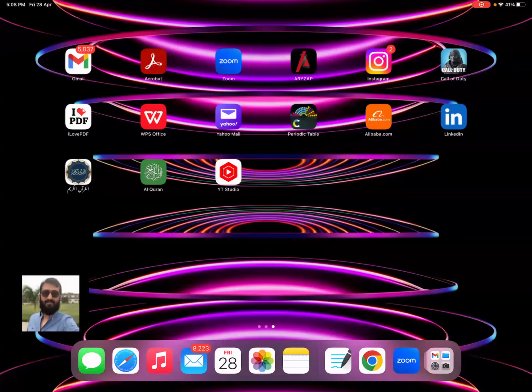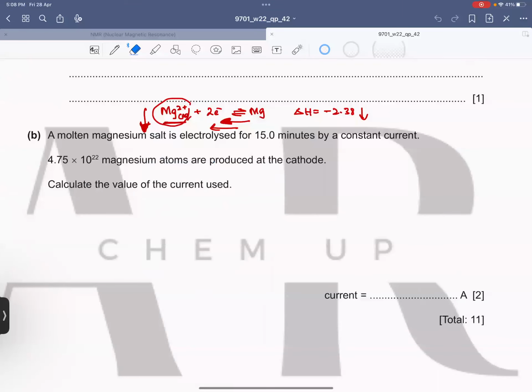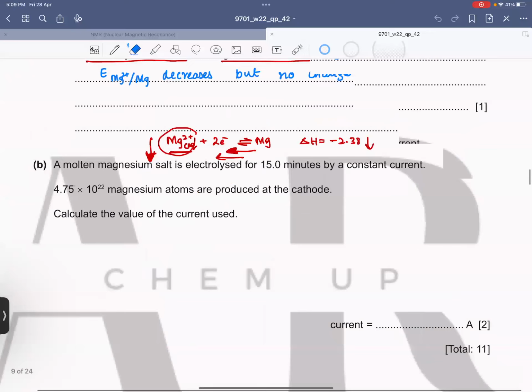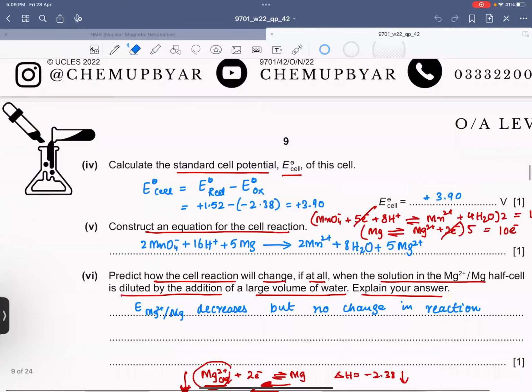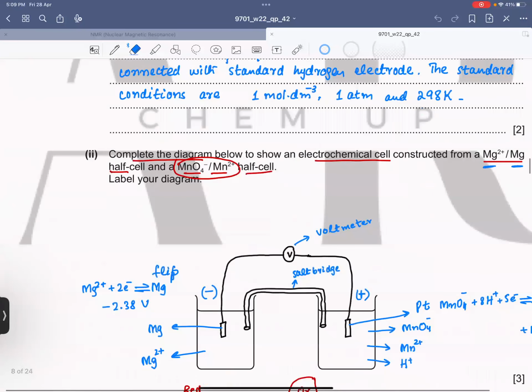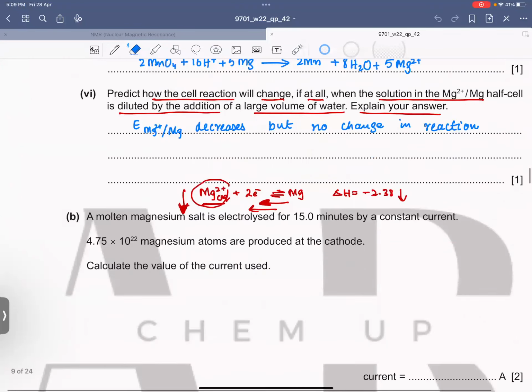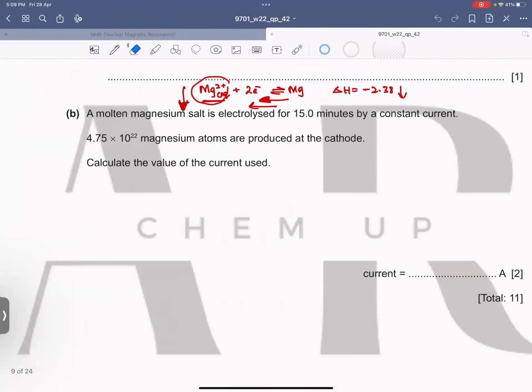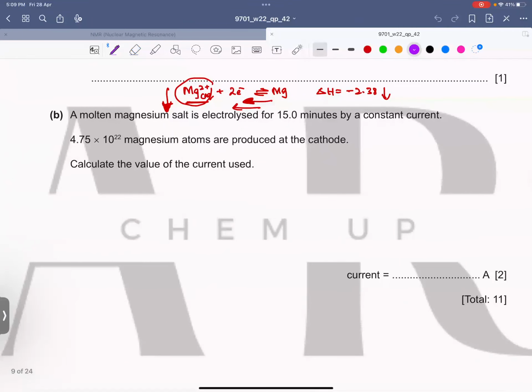So in the previous class, we have completed till here. Now, that is the last part that we have to do. A molten magnesium salt is electrolyzed for 15 minutes by a constant current.